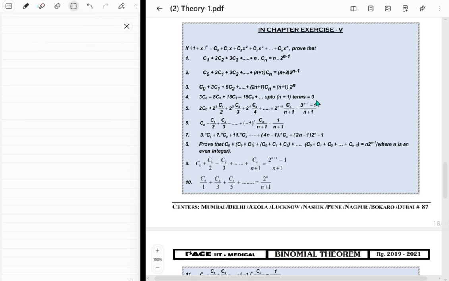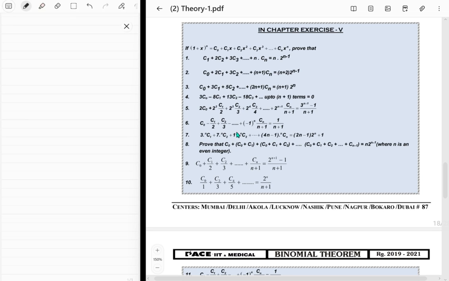Okay, easy to prove. Next you have 2C0 plus 2 squared C1 upon 2, and then 2 cube C2 upon 3. So notice over here you had multiplication by these serial numbers, some kind of AP. Now you have division by the terms of an AP. So the way to do that is to integrate instead of having differentiated.